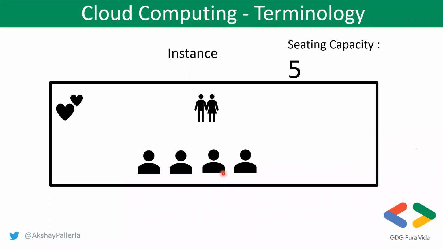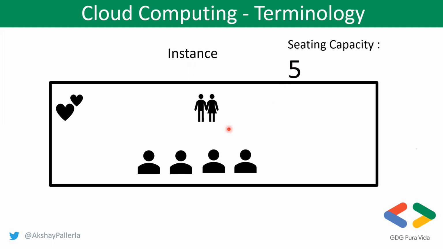Instance. So I just zoomed into one of the halls. As I said, each hall has a limited seating capacity. The couple is getting married here. In order to explain scalability and elasticity, the subsequent and most important terminologies in cloud computing, I'm assuming every person sitting here is an instance. At this moment, 4 instances are witnessing the wedding, and the seating capacity is 5.